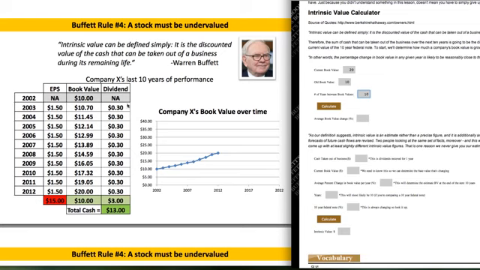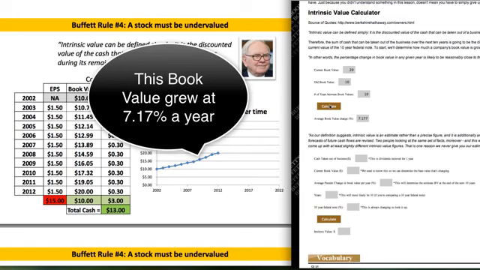Now, if you look up there, there's 11 numbers, but there's only 10 years of growth between them. So if you had 10 numbers up there, you would only use 9 years right here. When we hit calculate, it shows you that the average book value change was 7.17% a year. So when we went from 10 up to 20 over a 10-year period, that was growing at 7.17%.